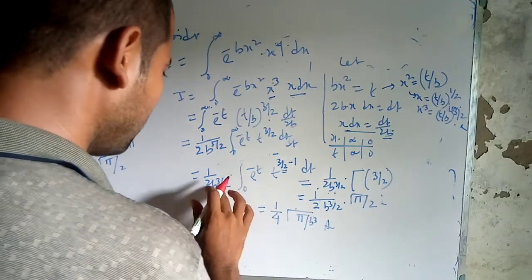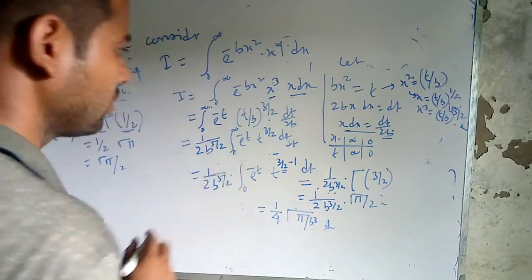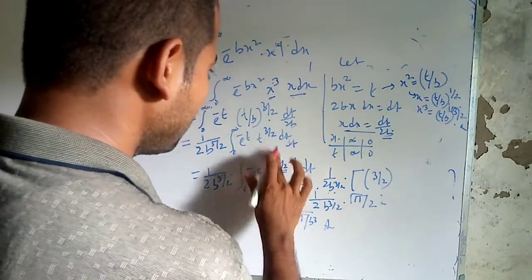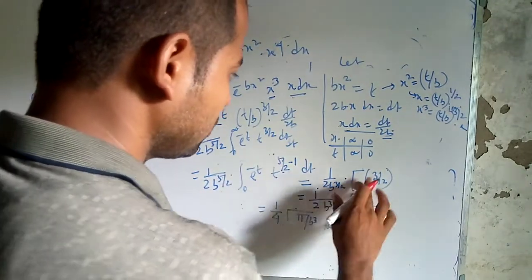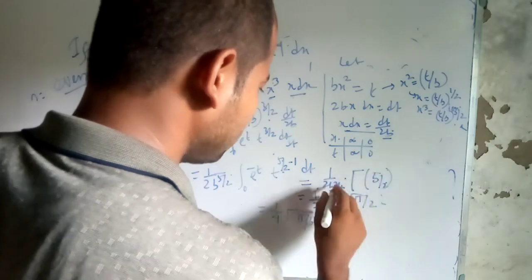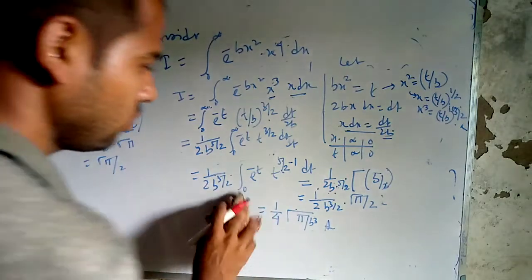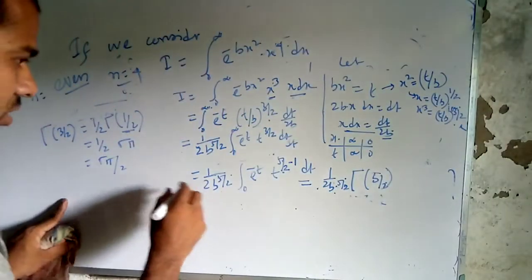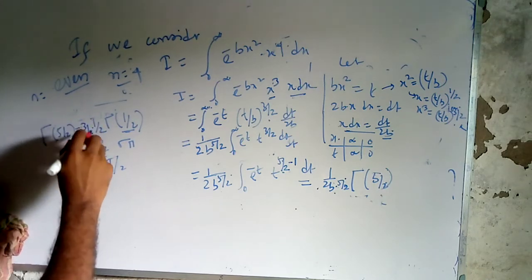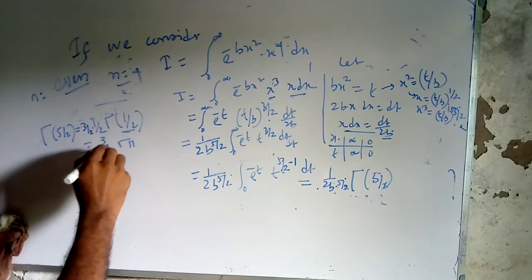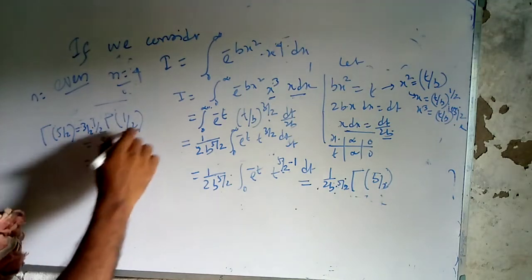It can be written as 2 into b to the power 5 by 2, and this is t to the 3 by 2, which is 5 by 2 minus 1 dt. So this is the gamma function of 5 by 2. Now we calculate gamma of 5 by 2, which is equal to 3 by 2 into gamma of 3 by 2, and that is 3 by 4 into root pi.